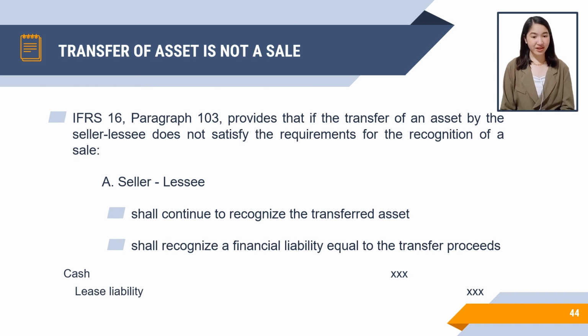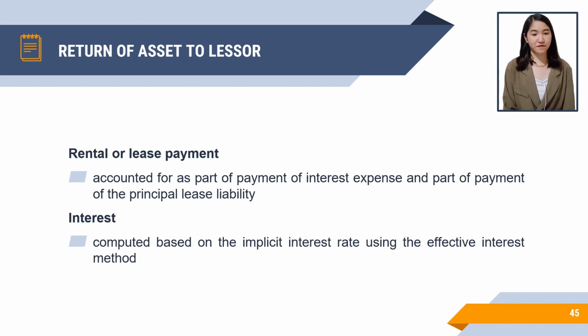So, the entry for the seller lessee would be debit cash, then credit lease liability. For the recognition of rental or lease payment and interest, katulad lang din siya like the usual. For the lease payment, it is accounted for as partially payment of interest and partially payment of principal ng lease liability. Then for the interest, it is computed base sa implicit interest rate using the effective interest method.